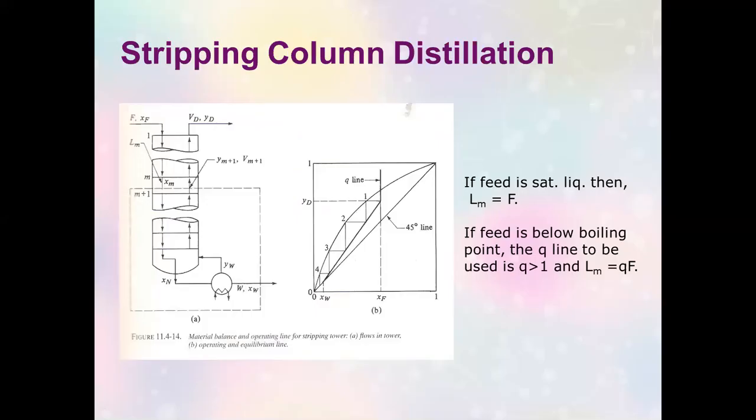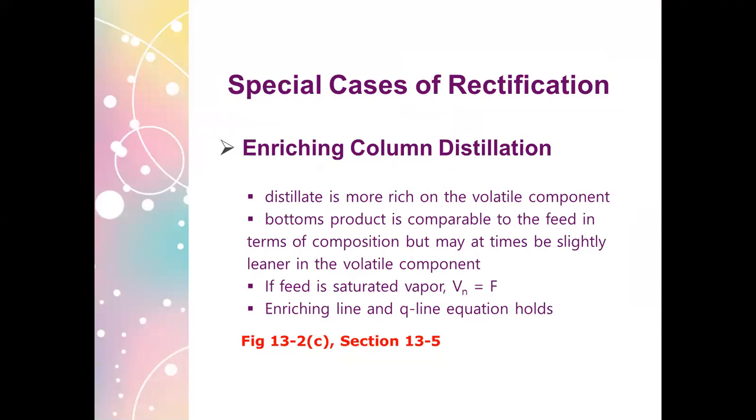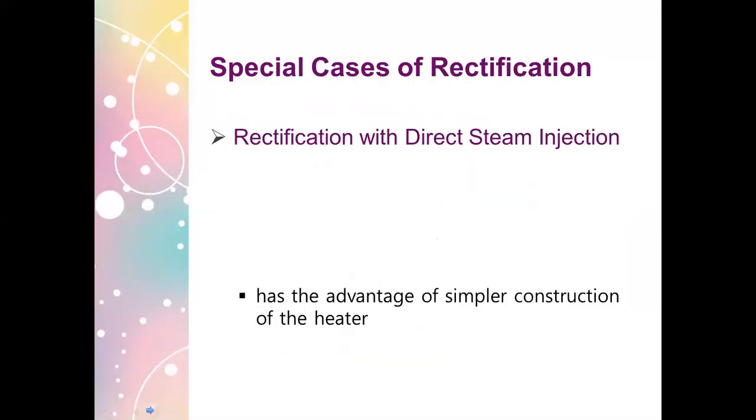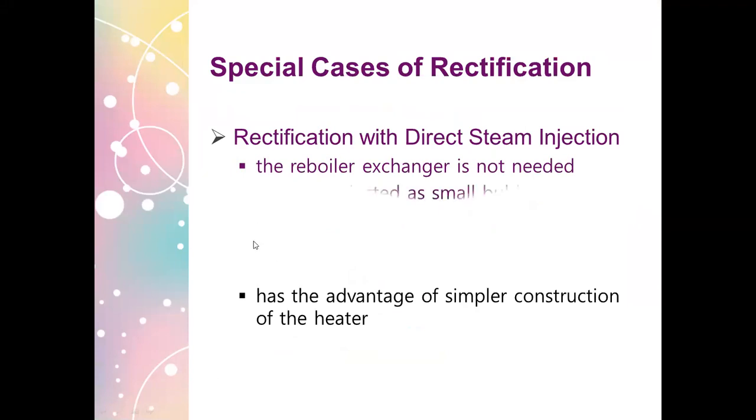Okay, so now we will continue with the special cases of rectification, and I think if my memory serves me right, we are on the rectification with direct steam injection. So in here, the reboiler exchanger is not needed anymore. So this is the only type of distillation special case wherein we don't need the auxiliary equipment, which is the reboiler. Now the next bullet will explain it.